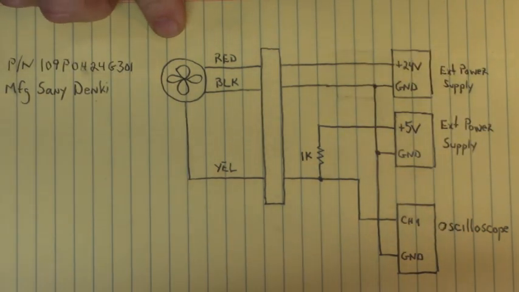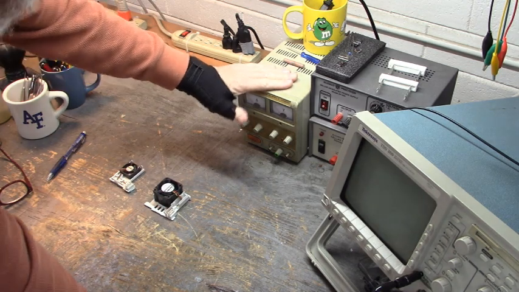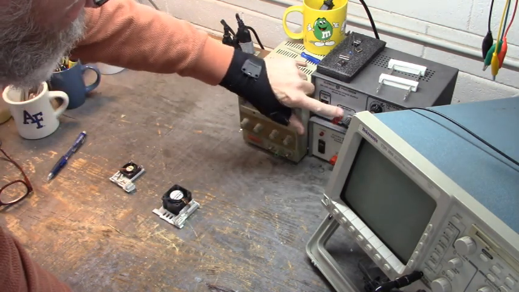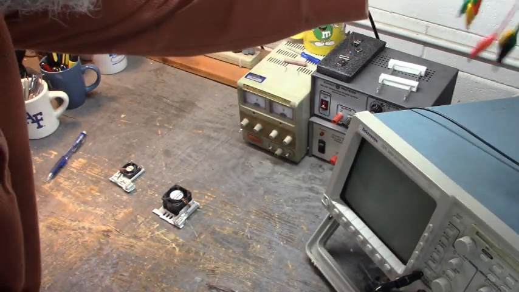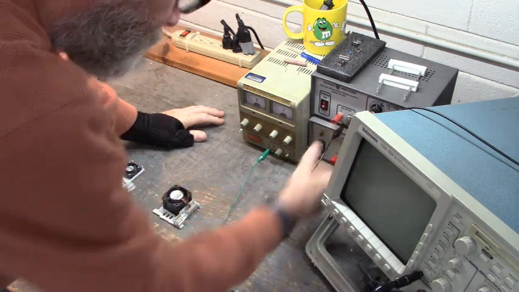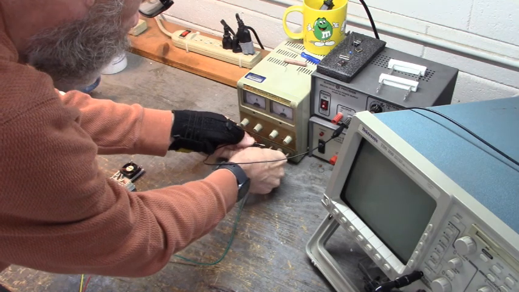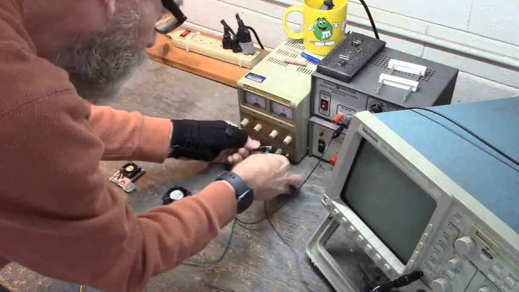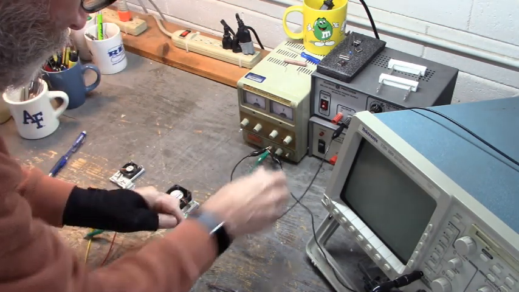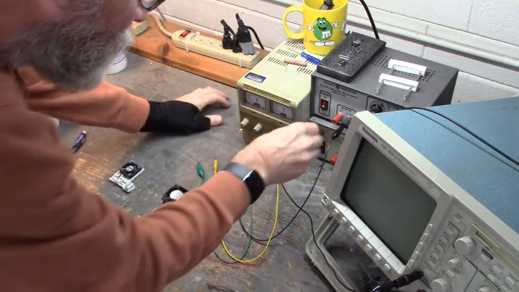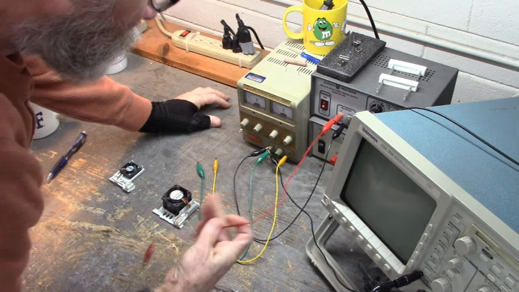Let's hook it up and see what we get. From this power supply right here, we're going to set it to 24 volts to rotate that cooling fan. And with this power supply over here, we're going to use it for the 5 volts of the pull-up resistor. That ground to this ground. We'll attach the oscilloscope ground to that same ground. This will be our ground connections. Here's our plus 24 on the yellow wire, and here's our plus 5 on the red wire.